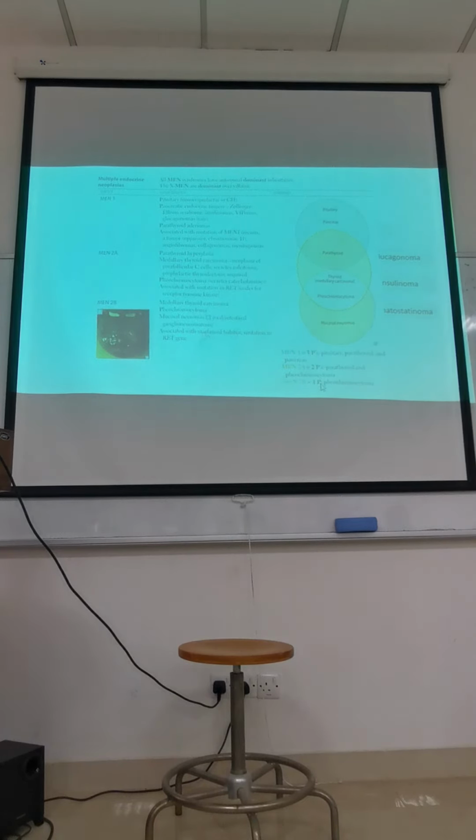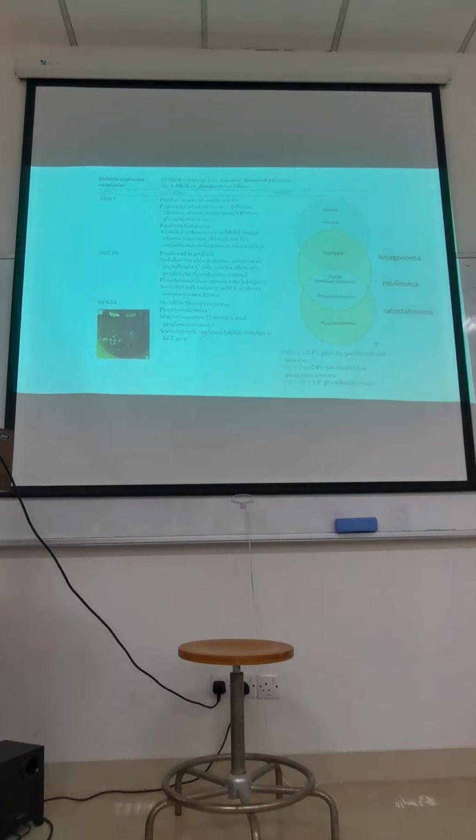Doctor, I didn't understand the picture. Okay, these are names of different glands. Pituitary gland, pancreatic gland, parathyroid gland. If the tumors are in these three glands, the combination is called MEN 1. If parathyroid gland, thyroid gland, and pheochromocytoma is the problem, then this combination is called MEN 2A. If thyroid, pheochromocytoma, and mucosal neuroma are combined, then it is called MEN 2B.